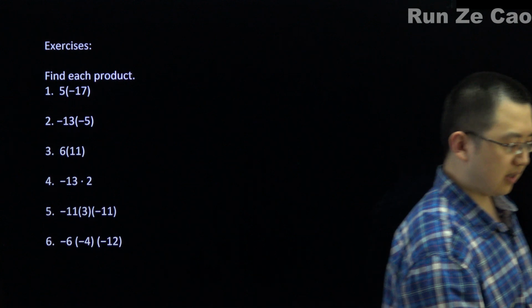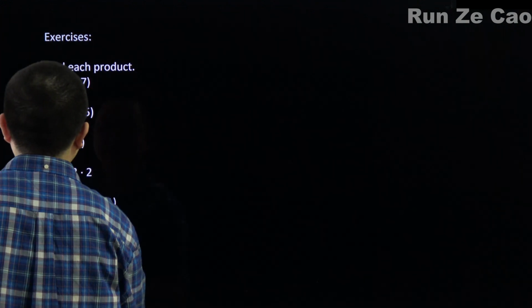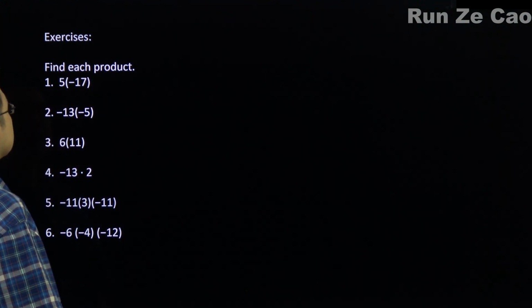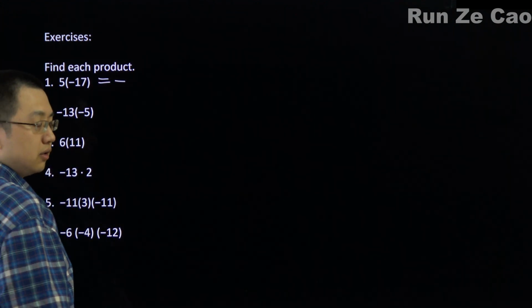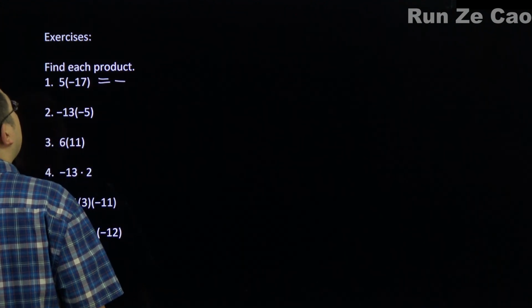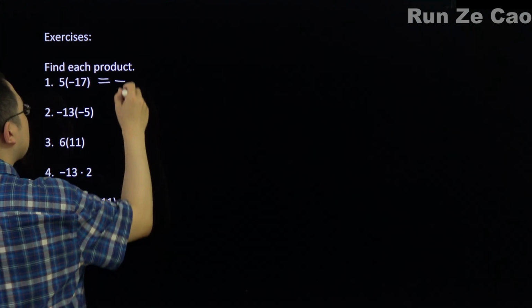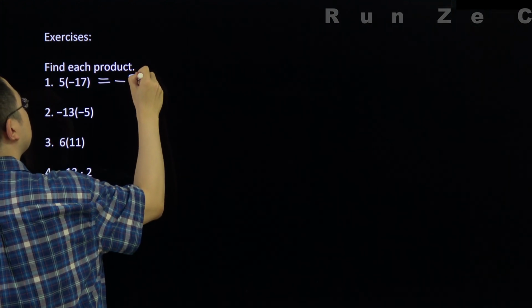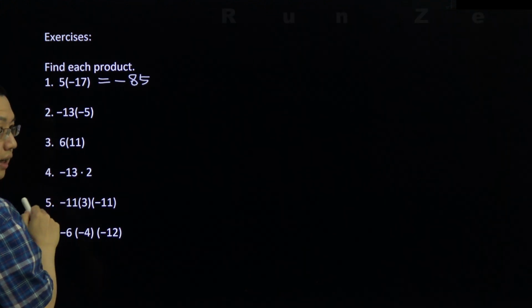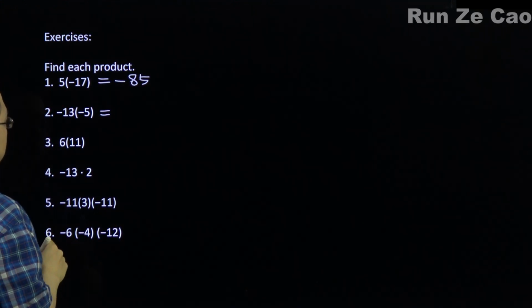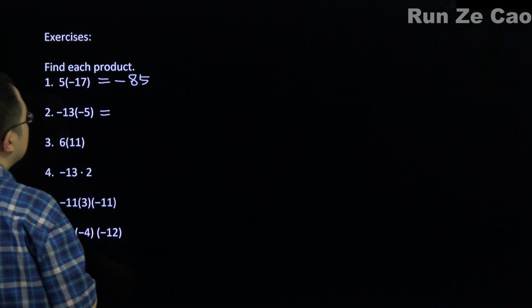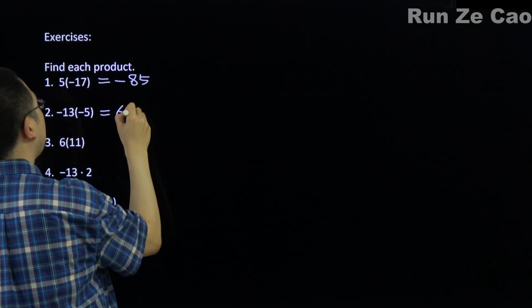Now let's find some products. 5 times negative 17 is, well, it's negative because there's one negative symbol here. And 5 times 17 is 85. Negative 13 times negative 5. Well, there's two negatives, so they cancel out. 5 times 13 is 65.